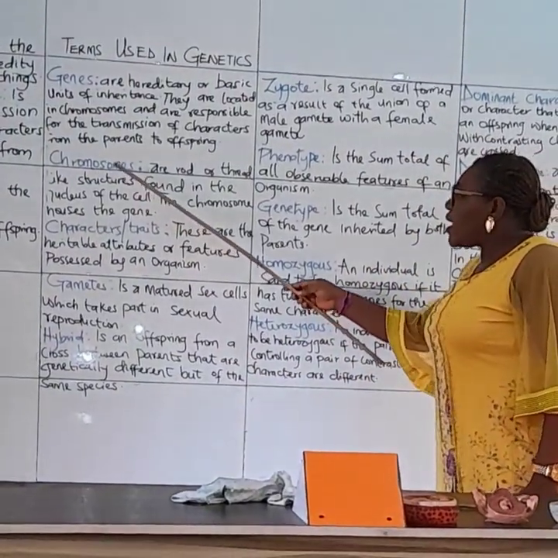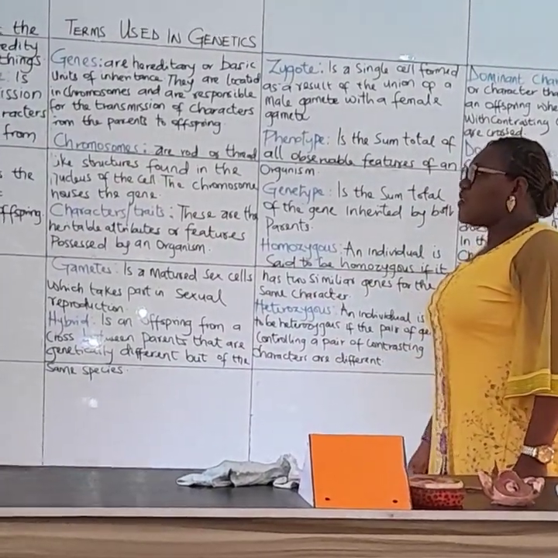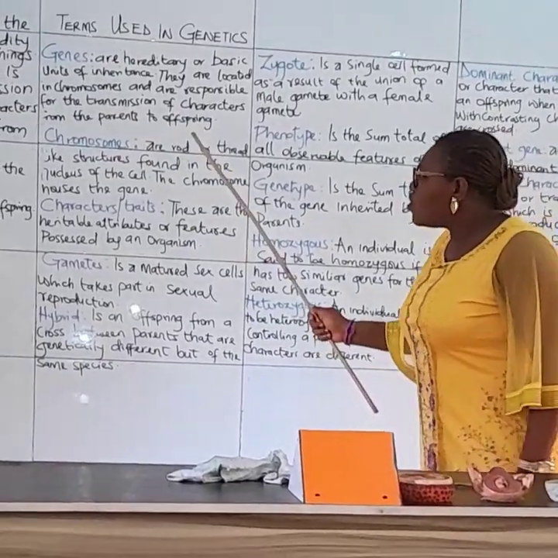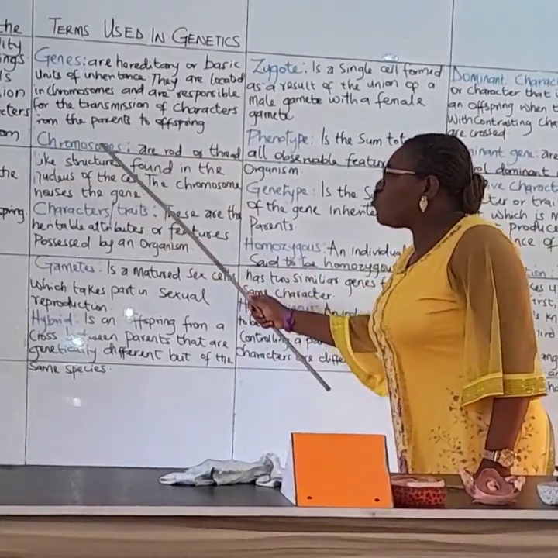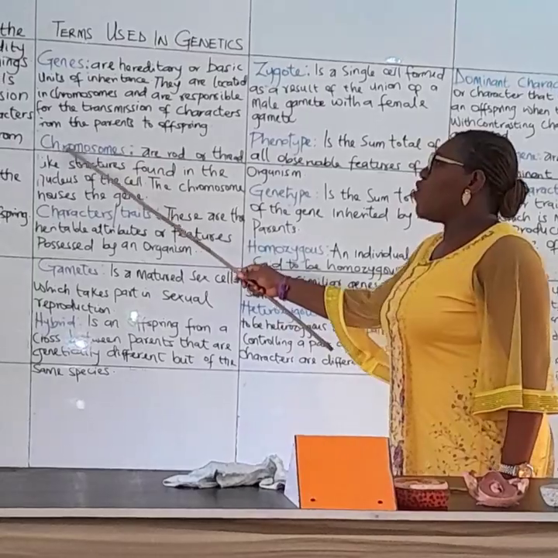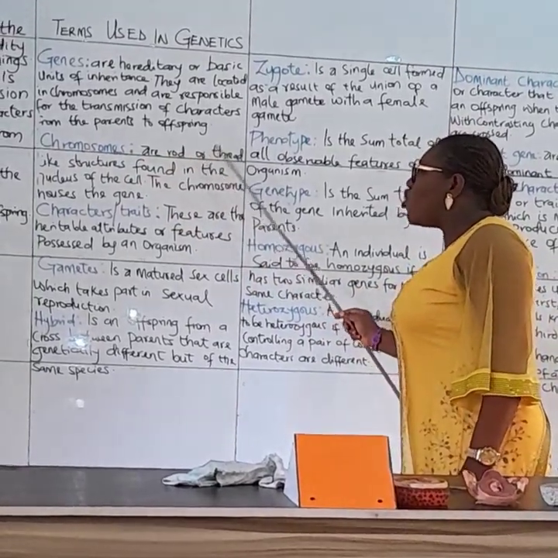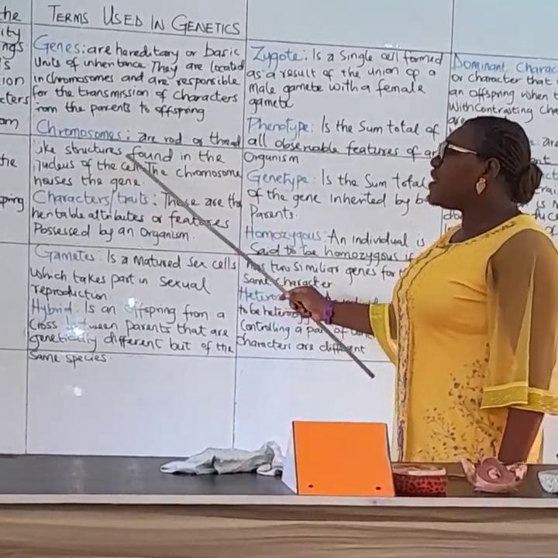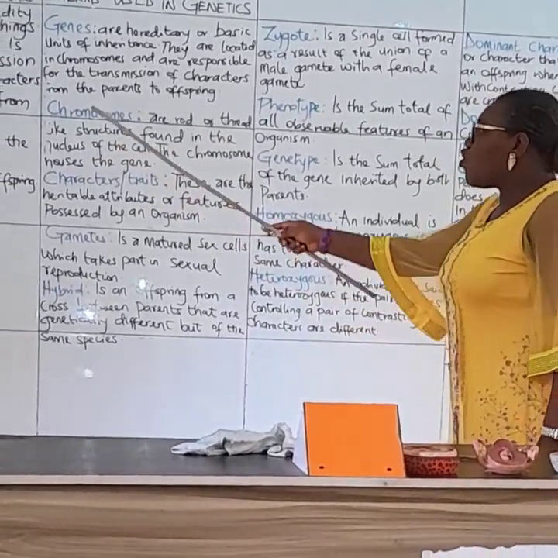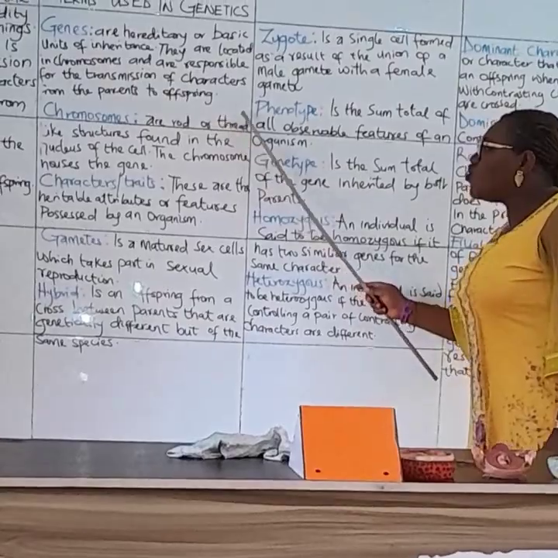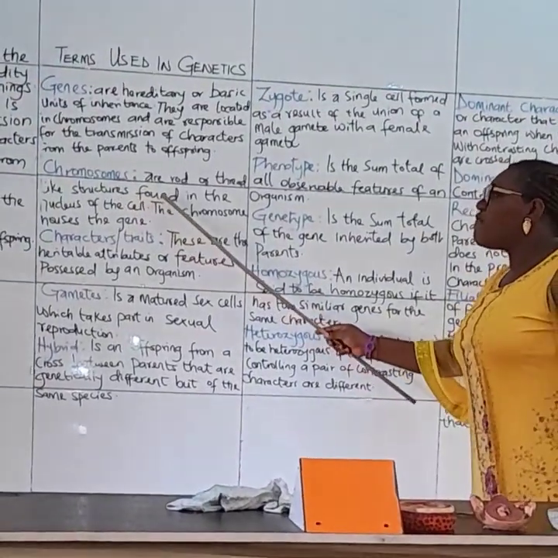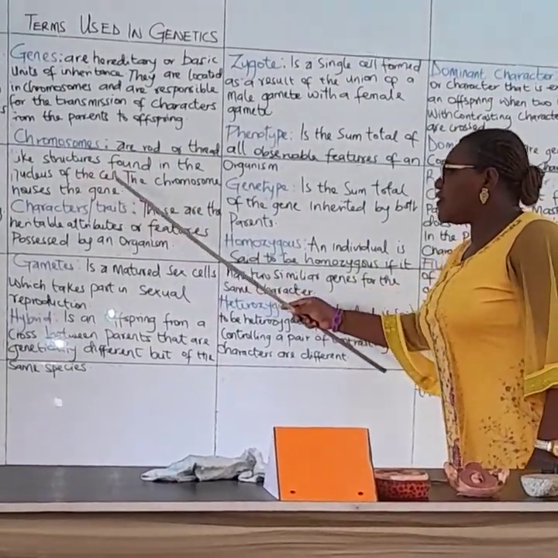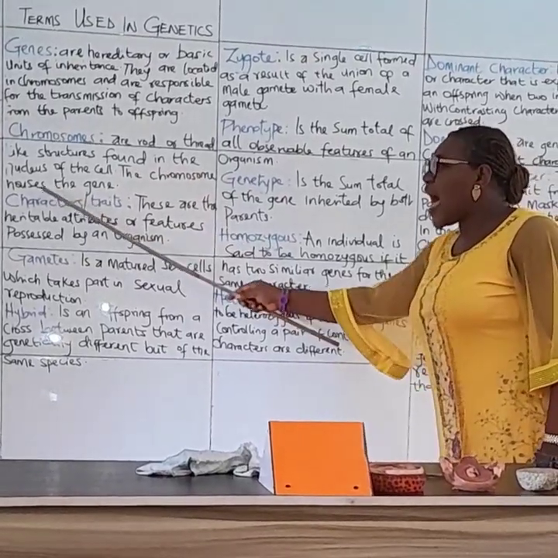So we now talk about chromosomes. Chromosomes are rod or thread-like structures found in the nucleus of the cell. The chromosomes house the gene.